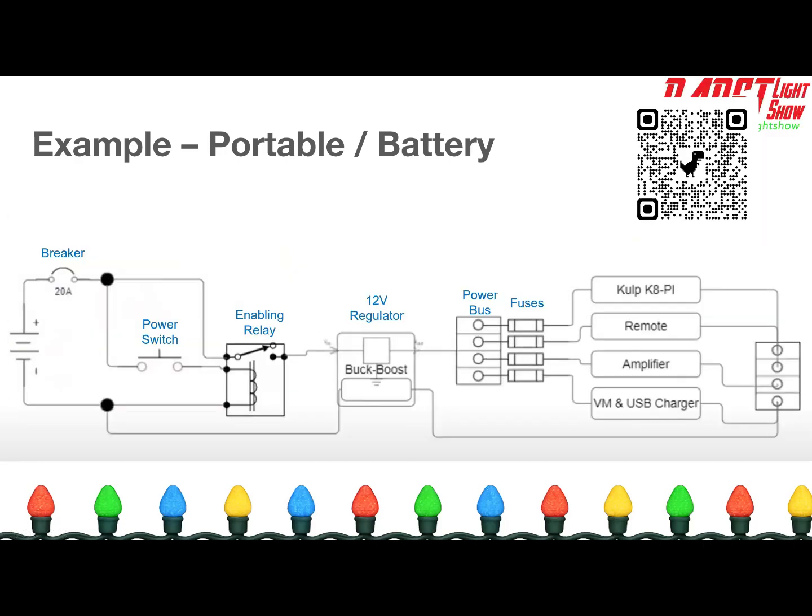This is the power diagram for that box. Again, same concepts I talked about: you've got a battery, and a breaker coming off of it. We did a little bit of something different with an enabling relay here so we could have push button power. Then, like I said, that goes through the regulator and gets distributed. There's fusing built into the power distribution to each of the different components, and then there's your show.